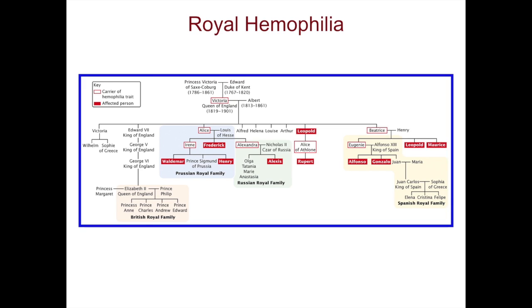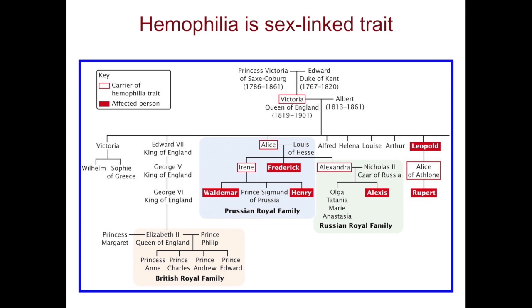hemophilia that has occurred in royal families. You can see that hemophilia is an issue in the pedigrees of both the British, Prussian, Russian, and Spanish royal families. Looking closer at this pedigree, you can see that the carriers are marked in red outline, and the affected individuals are marked in solid red.